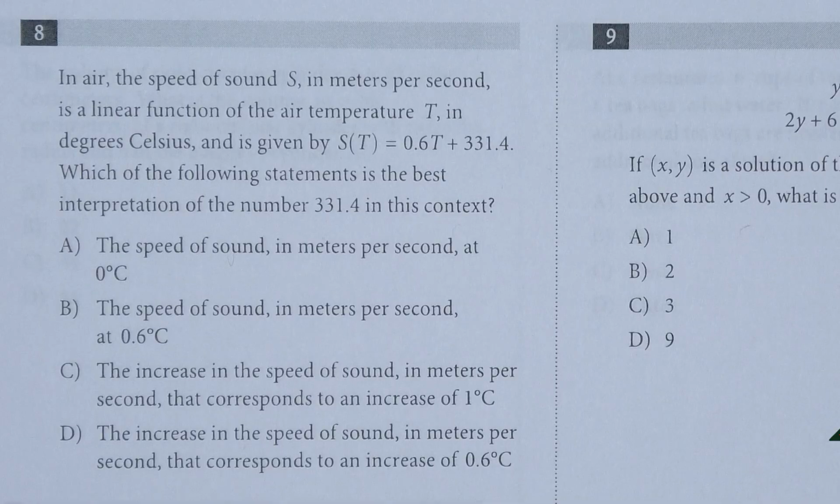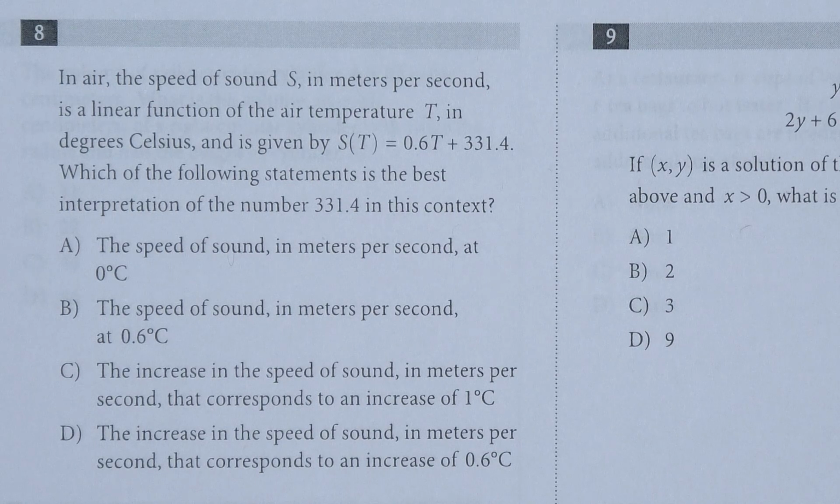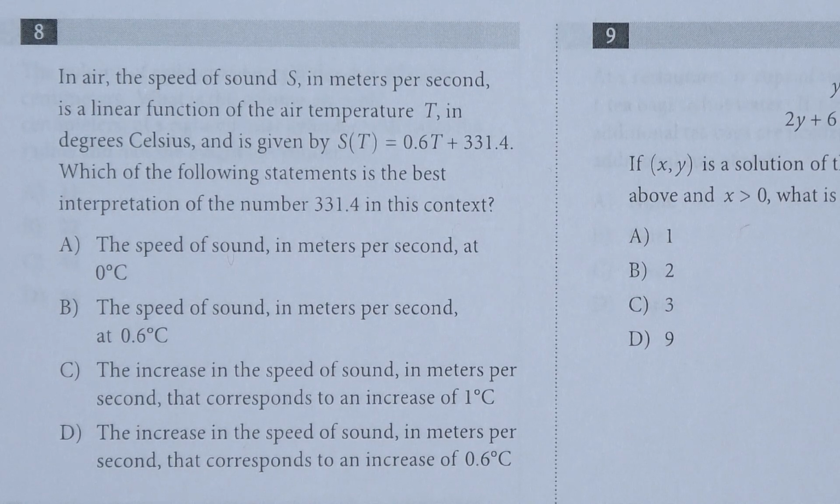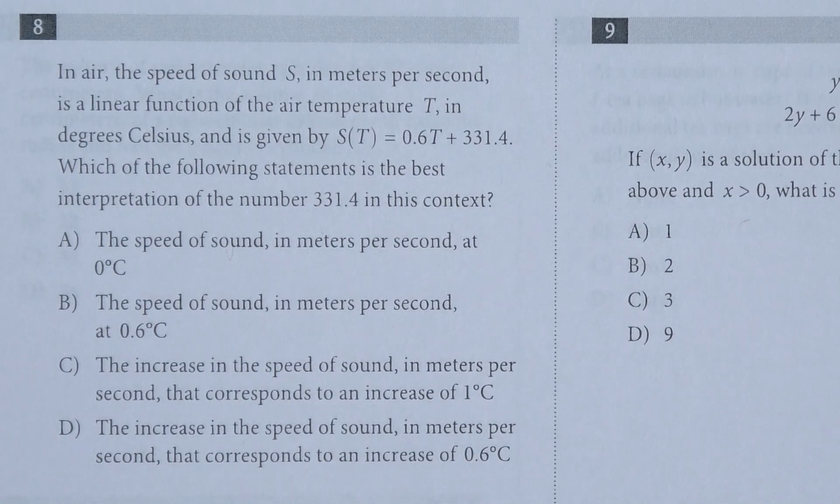In air, the speed of sound, s, in meters per second, is a linear function of air temperature, T, in degrees Celsius, and is given by s of T is equal to 0.6T plus 331.4. Which of the following statements is the best interpretation of 331.4 in this context?